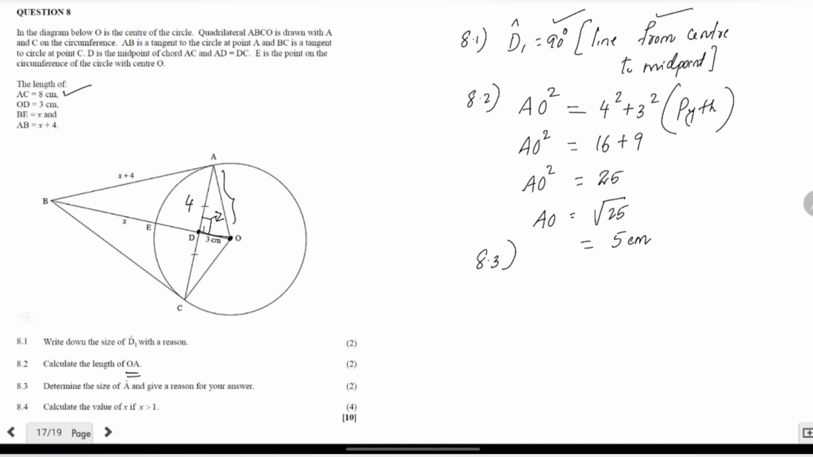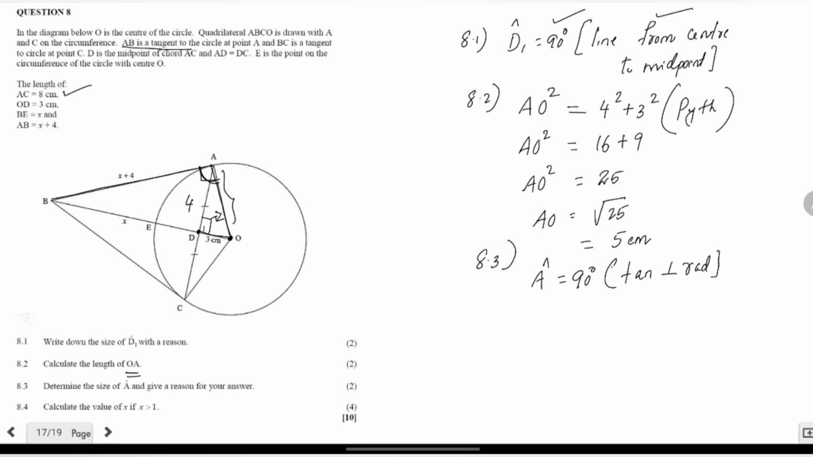8.3. Determine the size of angle A. Give a reason for your answer. Size of A means this full angle A. What is that size? See, AB is the tangent, and AO is the radius. And I told you, always the angle between the tangent and the radius is what? 90 degrees. So angle A is equal to 90 degrees. The reason is the radius is always perpendicular to the tangent.